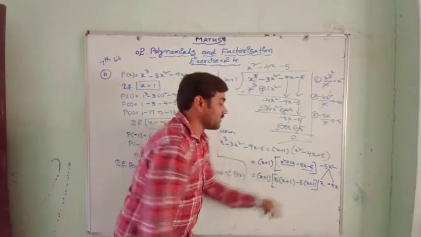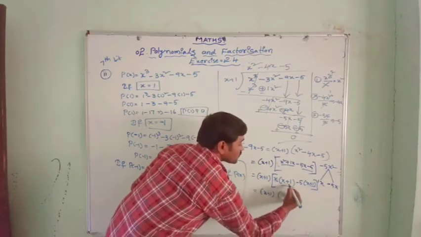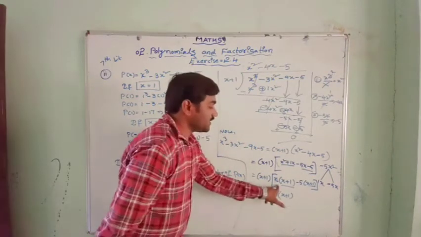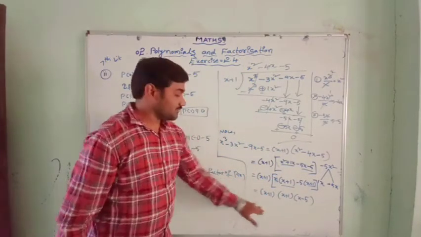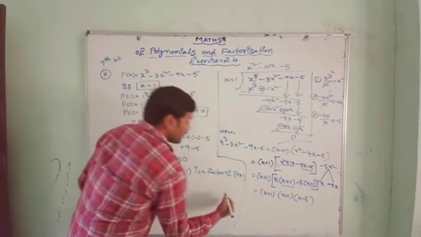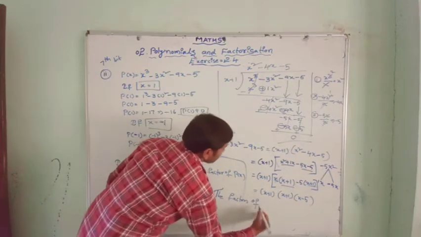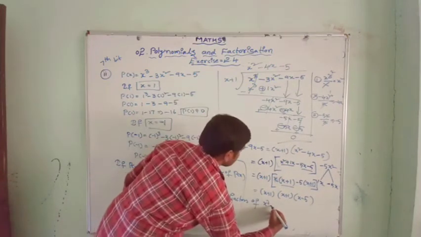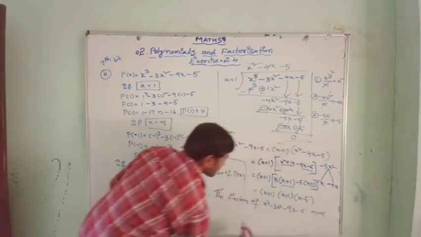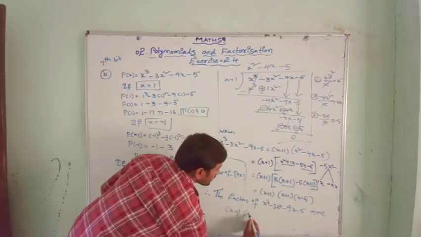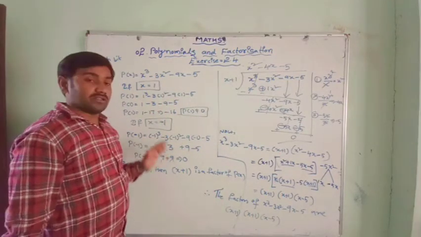See that both the terms are the same again. So I am going to take the common factor of both, x plus 1. I take this x plus 1 out common, then x minus 5 will be left over. So these are the three factors. Therefore, the factors of x cube minus 3x square minus 9x minus 5 are x plus 1, x plus 1, and x minus 5.